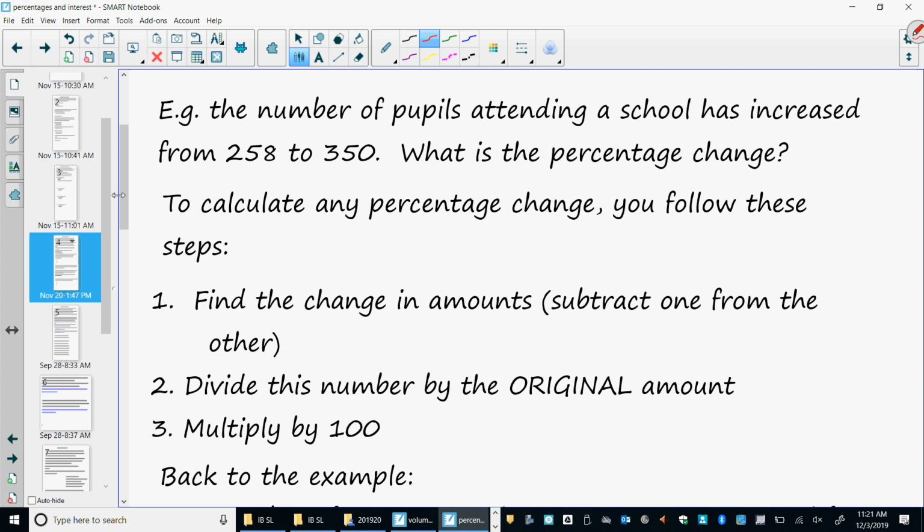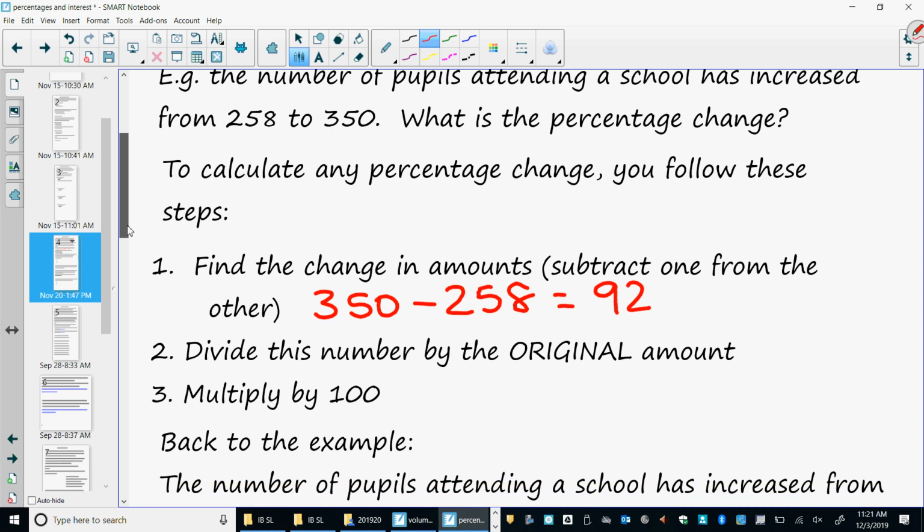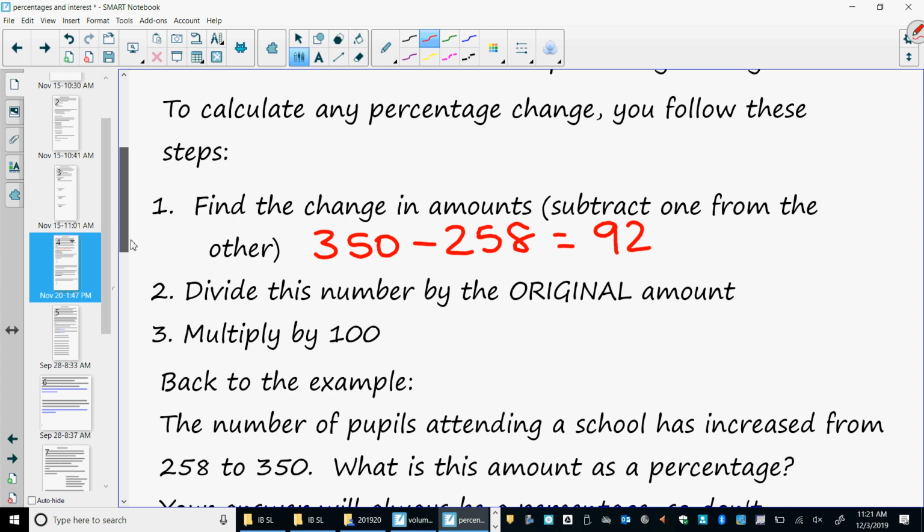Anyway, so from here we've gone from 258 to 350. So we do 350 subtract 258. You're going to then divide this number, okay, so that number we've just got, by the original amount. What was the original amount here? 350, okay?